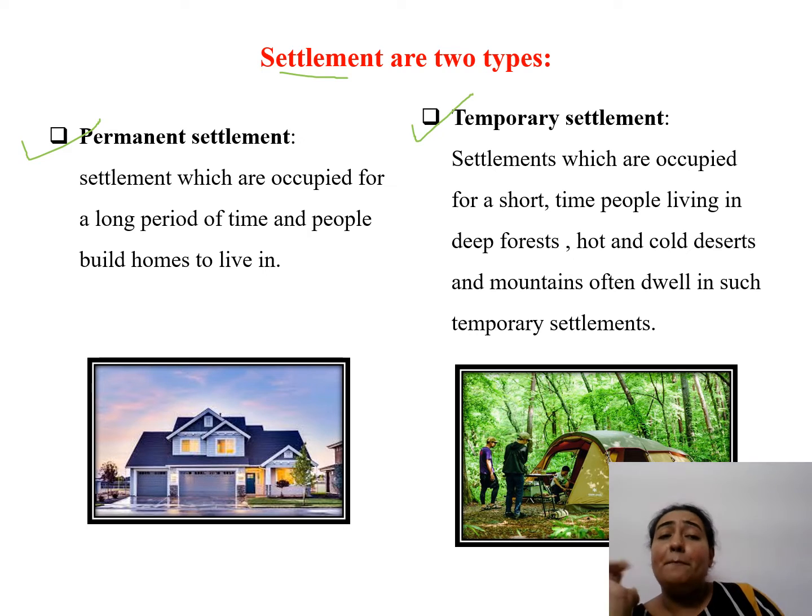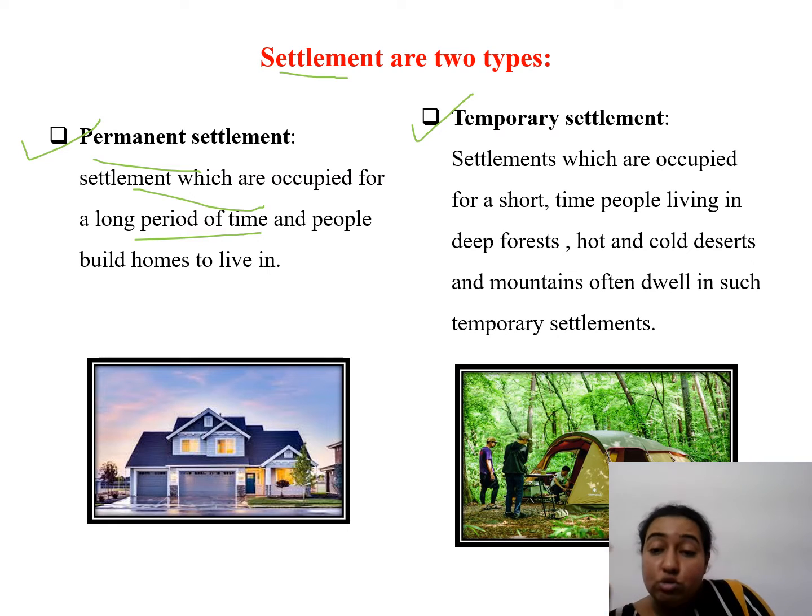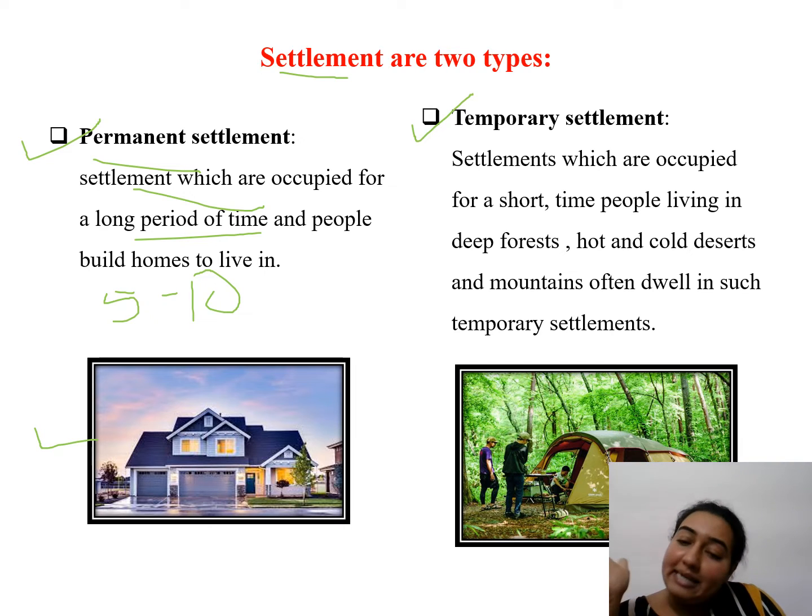Now, permanent settlement means everything is permanent. Houses are permanent, people are permanent. For the time being, whichever they are staying, whenever they are staying, that is permanent. So, settlements which are occupied for a longer period of time, more than 5 years, 7 years, 10 years, because people are investing a huge amount of money and hard work in their house. So they need to stay for 5 or 10 years. This can be the minimum duration. So this is known as permanent settlement. Now we can see this house. It is such beautifully decorated and built.